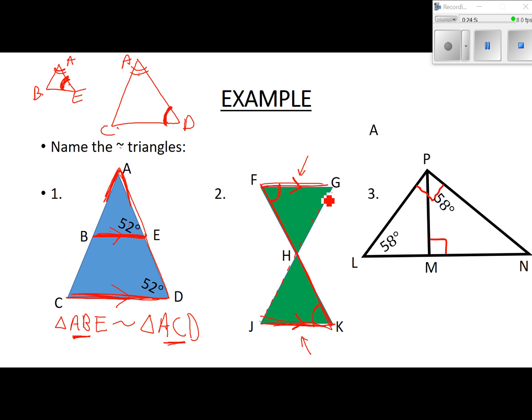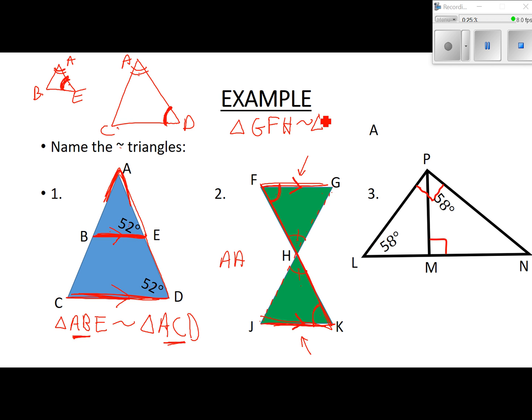But the other thing that I'm going to do is right here in the middle, we know that these are vertical angles, so they have to be congruent to each other. Well, we got a pair of angles and another pair of angles. So by angle-angle, these two triangles are similar, and we can name the two triangles. I name the top triangle, triangle GFH. Doesn't matter how you name the first triangle, what matters is that you match up the second triangle.